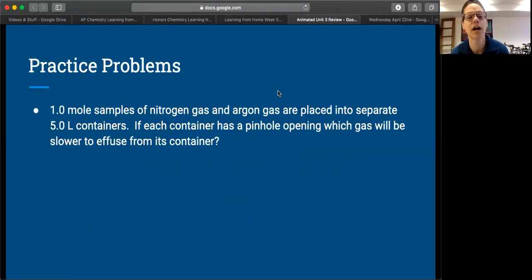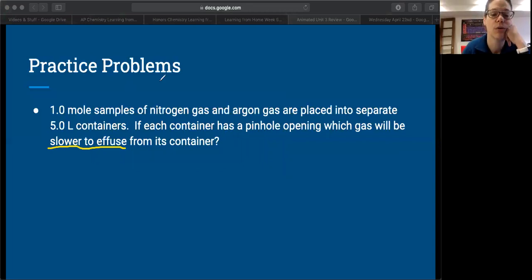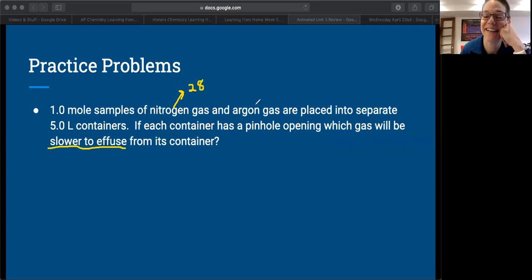So if I have a 1 mole sample of nitrogen and a 1 mole sample of argon in 2 different containers, and they each have a small little opening, which one will be slower to effuse, which means to come out? The bigger one. Well, you've got to know which one is the bigger one. So what is the molar mass of nitrogen gas? 14.01. Nope. Oh, 28.02, because there are two. It's diatomic. Yep.